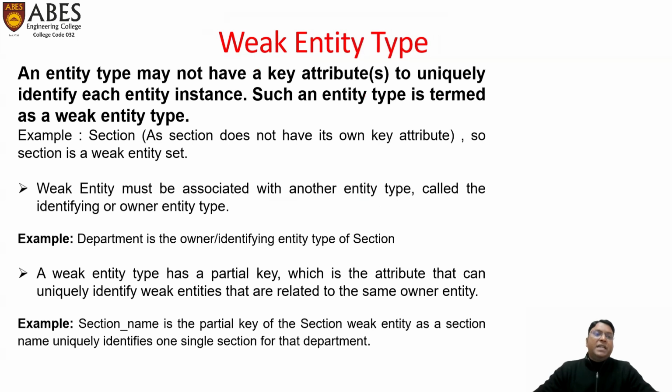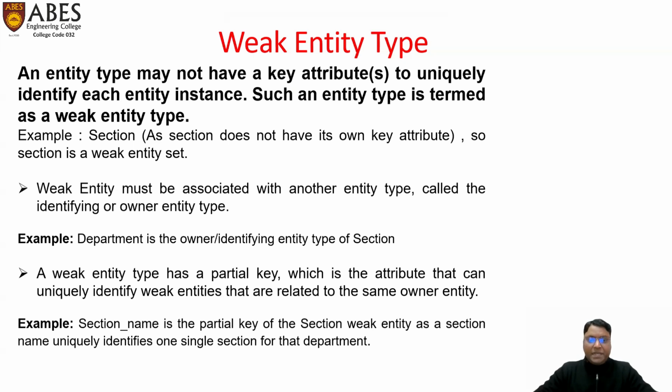Now, weak entity type. An entity type may not have a key attribute to uniquely identify each entity instance. Such an entity is termed a weak entity type. Suppose if we consider an example, section. A section does not have its own key attribute, so section is a weak entity set. A weak entity must be associated with another entity type called the identifying or owner entity type. Example: Department is the owner identifying entity type of section.